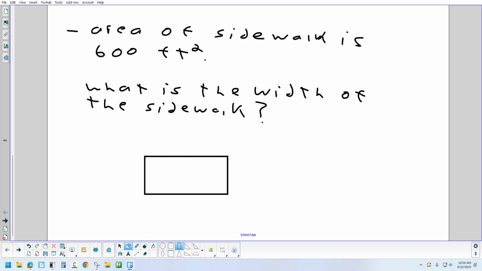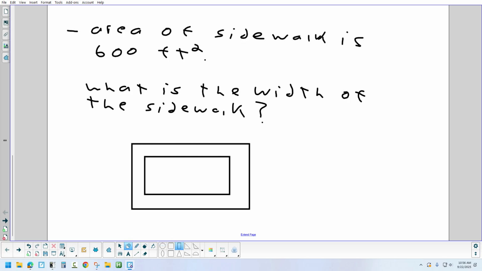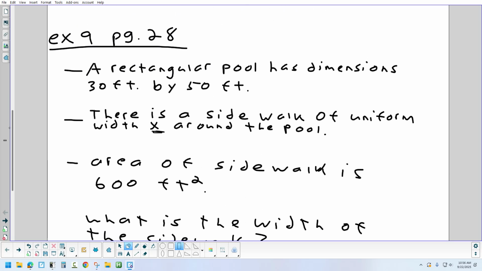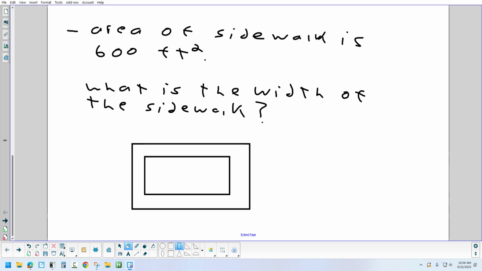Okay, so we've got a pool, and we've got a sidewalk all the way around it. The pool is 30 by 50. This area, that's the pool. That's the water. And this is 30. That's 50. And the sidewalk is x units. That's all the way around on each side. Okay. Any question on the diagram?